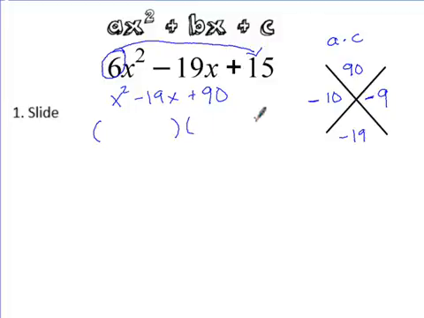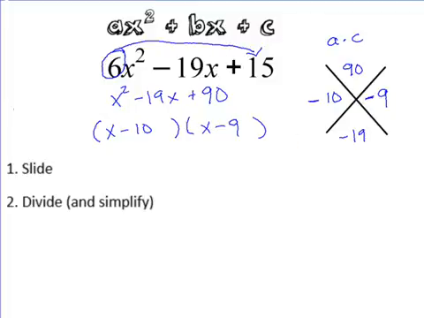So I'm going to write out my factors. x minus 10 and x minus 9. So we slide and then factor like normal. Step 2 is going to be to divide and simplify. So I'm going to divide by a, by whatever I slid. So I slid the 6 down here and multiplied. Now to get back to what I need, I am going to divide these by 6 and simplify the fractions. So 10 over 6 would simplify to 5 over 3. And 9 over 6 would simplify to 3 over 2.